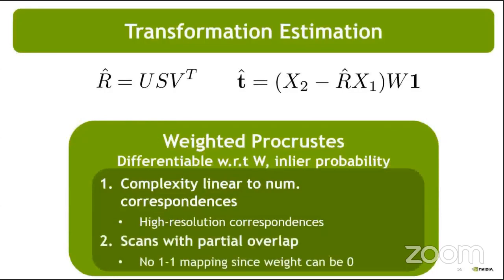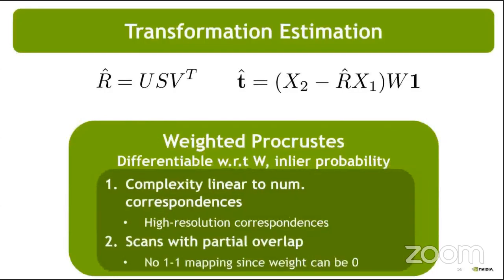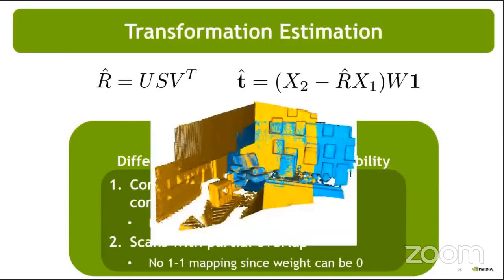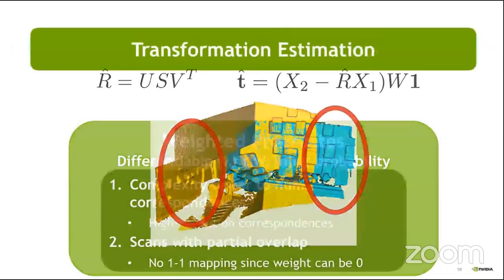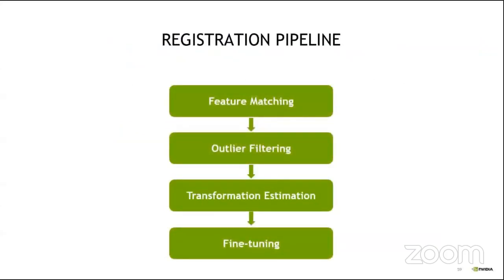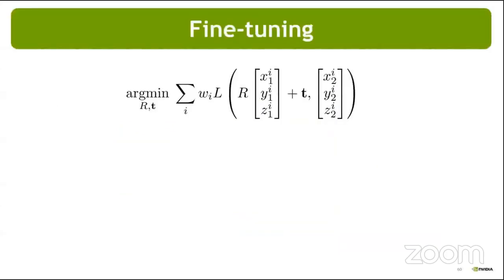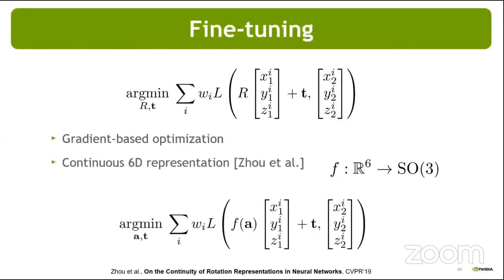Second, we can assign 0 to the weights and remove correspondences, which is important when we have no overlap, like the regions highlighted in circles. Lastly, the fine-tuning module uses a robust loss function and optimizes the pose using SGD. For continuous rotation representation, we use the orthogonal representation proposed by Zhou et al.